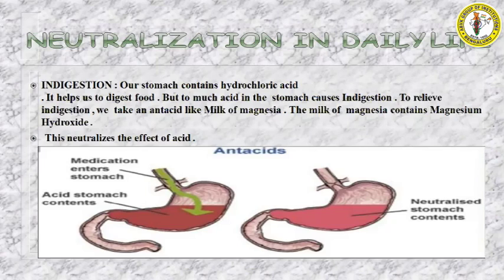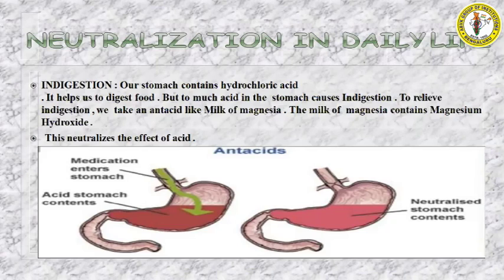So what is this milk of magnesia? The milk of magnesia contains magnesium hydroxide. As I already told you, magnesium hydroxide is a base. What do we have inside our stomach? Hydrochloric acid. It is an acid. What are we going to take? We are going to take magnesium hydroxide. It is a base. And as you already know, when acid combines with bases, it will release salt plus water.